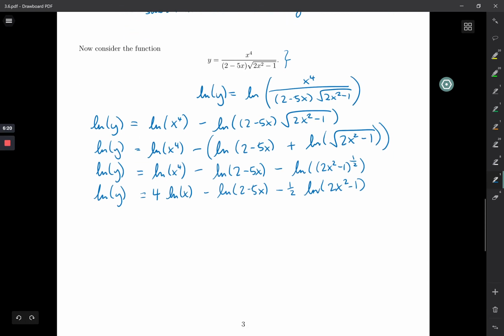Now, remember that dealing with addition and subtraction when we differentiate is actually pretty easy. Those were the differentiation rules that were easy to remember.